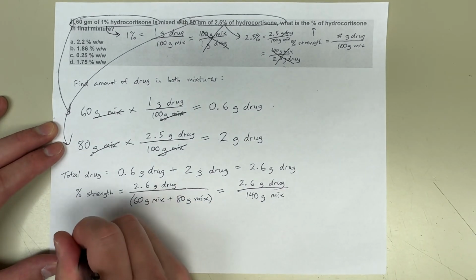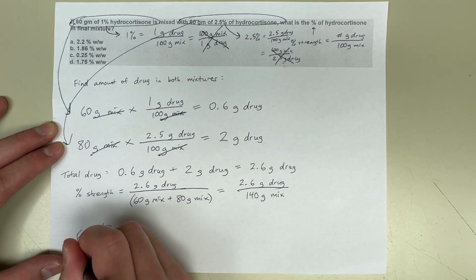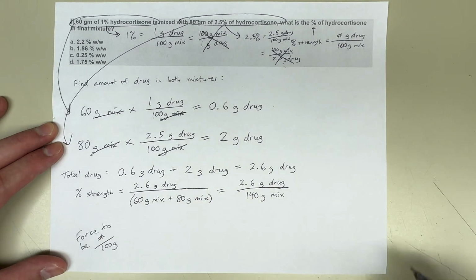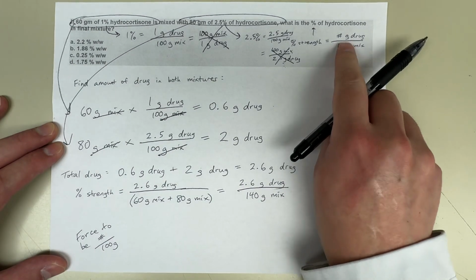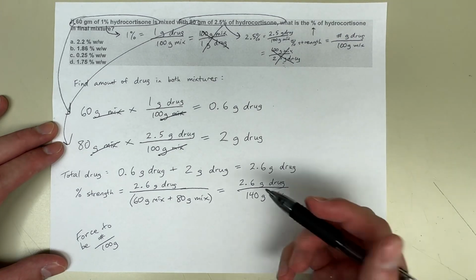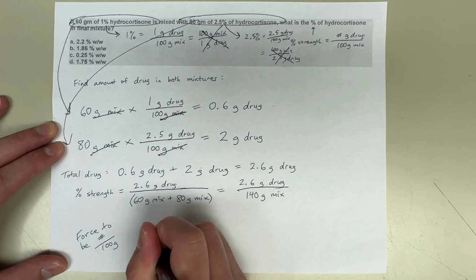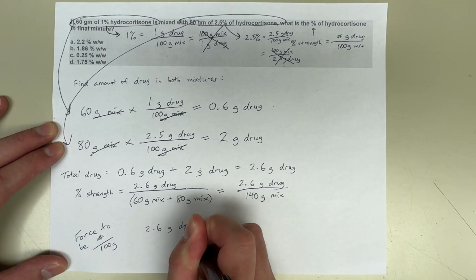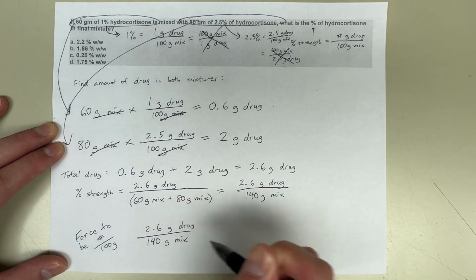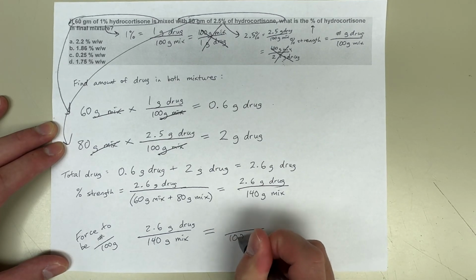So now I'm going to force this to be some number over 100 grams, because that's the definition of percent strength. This number is the definition of your percent strength. So I'm just going to copy this over here: the same thing, 2.6 grams of drug over 140 grams of mixture equals some number of grams of drug over 100 grams of mixture.